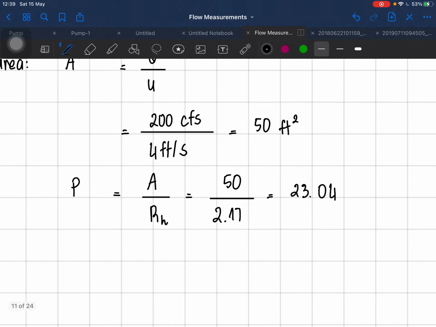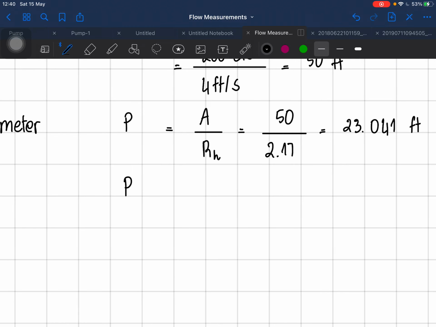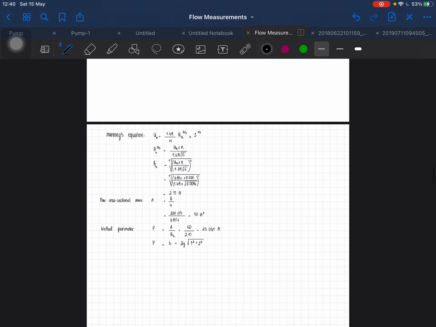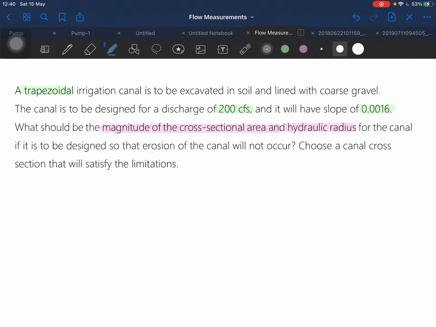23.041. So it's just 1, 4. So then we can find that P is also equal to B plus 2y square root of 1 square plus 2 square. Where is the 1, where is the 2 from? So this is 1. Where is 1 and where is 2 from?